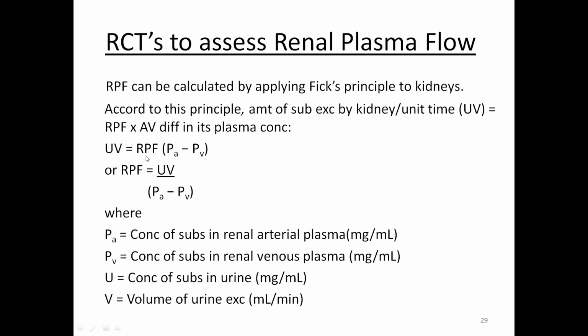So basically this is your formula for renal plasma flow. It's important that you know this formula. Here PA is the concentration of substance in renal arterial plasma and PV is the concentration of substance in renal venous plasma. U, of course, is the concentration of substance in urine, and V is the volume of urine excretion. So this is your formula for renal plasma flow, which you have got from, again, applying Fick's principle.